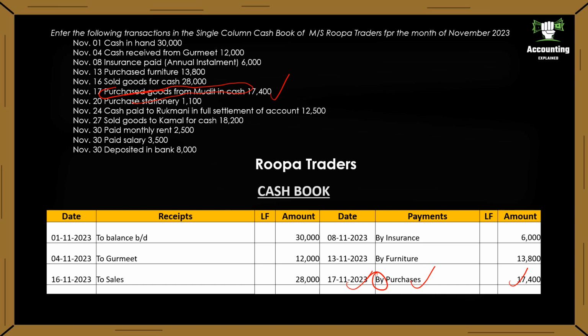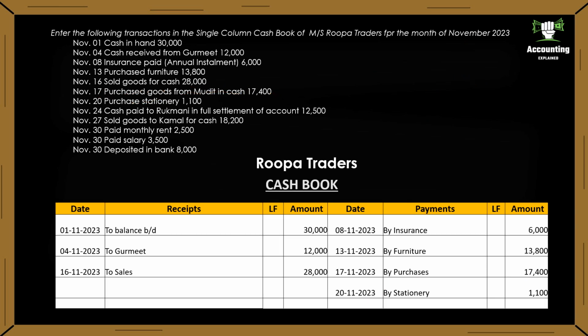Okay, the entry for purchases in cash: purchase is an expense, so purchases account debit. Cash is an asset that is decreased. Value is decreased, so you have to credit it. Purchases account debit to cash is the journal entry.